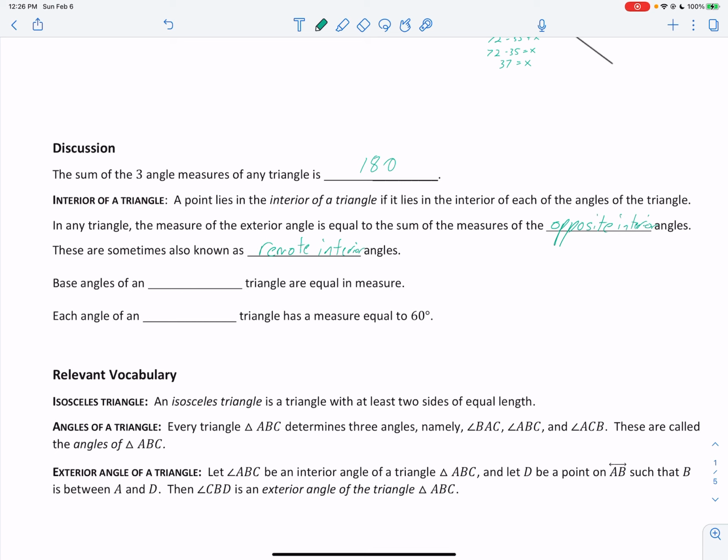And then the base angles of an isosceles triangle are equal in measure. That's going to be important for us, once I remember how to spell isosceles. Is it something like that? I think it is. And then each angle of a blank triangle has a measure equal to 60 degrees. Well, that's got to be an equilateral triangle. If they all add up to 180 and each one of them is 60 degrees, it has to be an equilateral triangle because all three angles are the exact same.